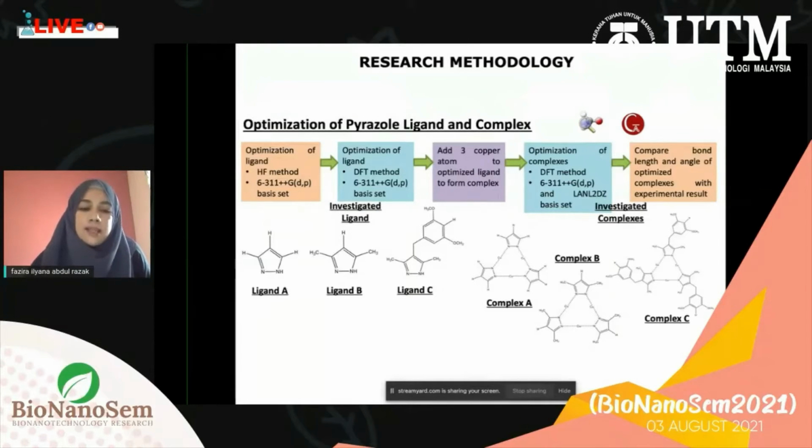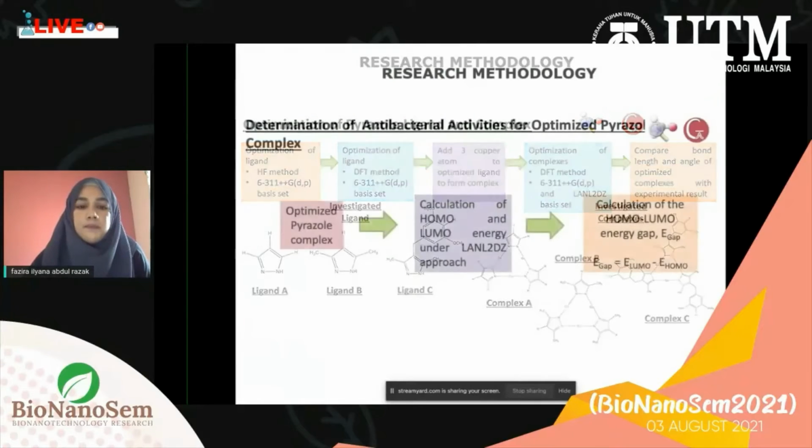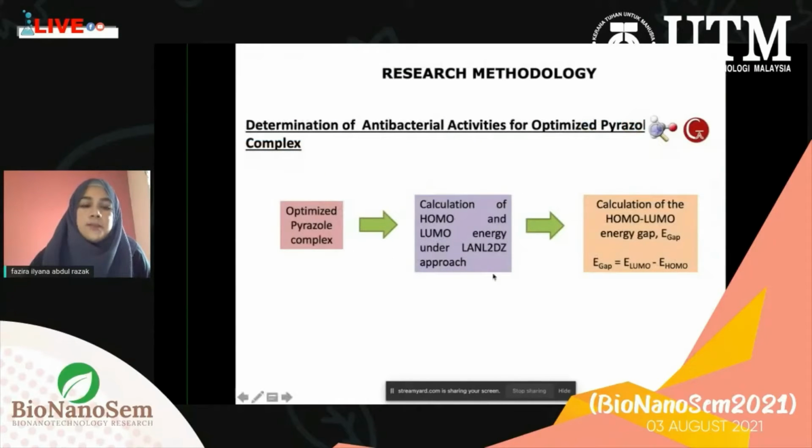Okay, and then I combine this ligand A, B, C to make complex A, complex B, and complex C. Okay, so you have to optimize each of these ligands first, and then optimize the complexes. So the method for the ligand and the complexes is very, very different. So optimization is the first step, and then you calculate HOMO and LUMO under the LanL2DZ approach, and then you calculate the HOMO-LUMO, or we call it energy gap, or you call it band gap, or you call it frontier molecular orbital.